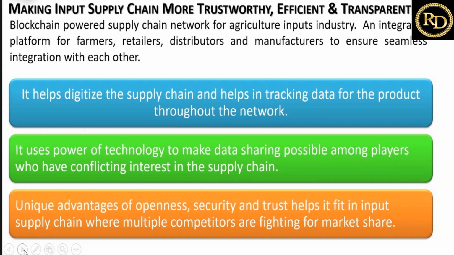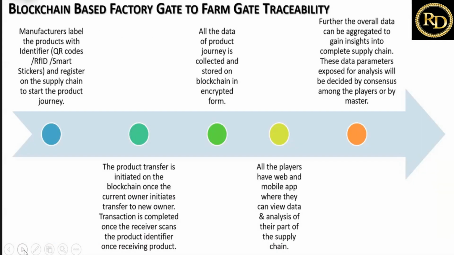The unique advantages of openness, security, and trust fit well in an input supply chain where multiple competitors are fighting for the same market share. For example, if you have a marketplace with multiple competitors providing their products, all of them can only access their own data. For example, the same retailer can be selling 100 products and his data is on the blockchain. Similarly, the producer can only see the data of his product being sold by that retailer. So that level of minute micromanagement can be done using blockchain.